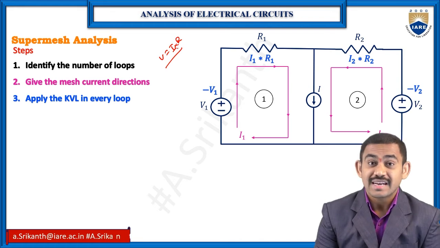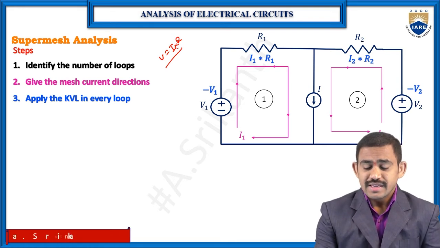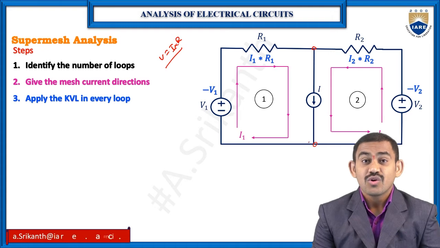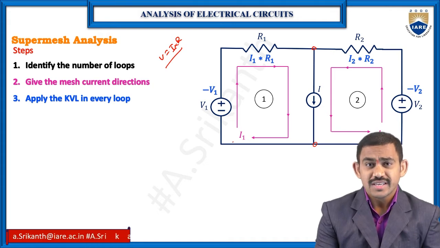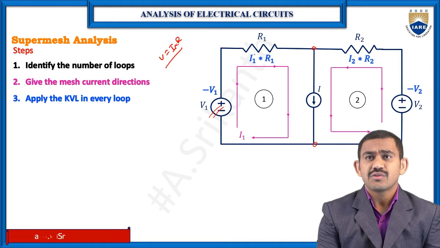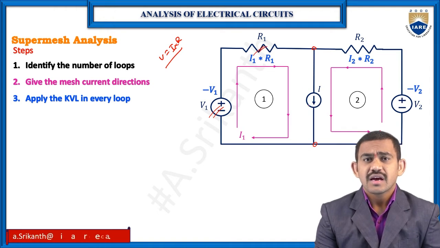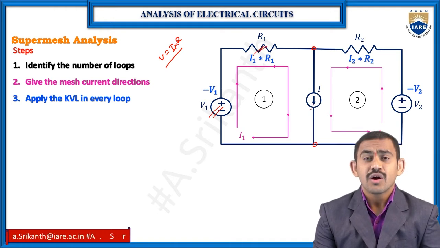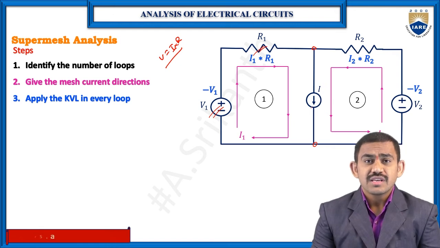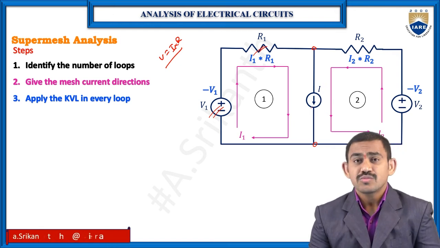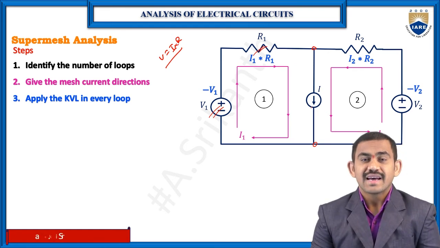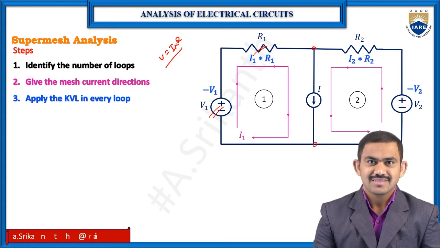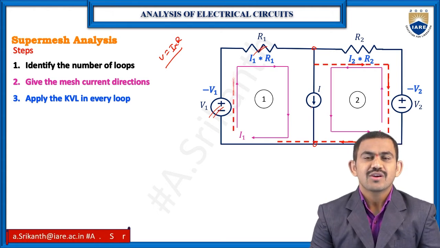Then what about the current branch voltage? In this branch, what is the voltage drop? I need to write the equation for the first loop, so I want to know the voltage drop. Here I have the voltage drop, here I have the voltage drop, but here I don't have a voltage drop. Then how can I write the KVL equation for loop 1? Same for loop 2 also. For this, we have to follow one analysis, that is super mesh analysis. This is my super loop now.